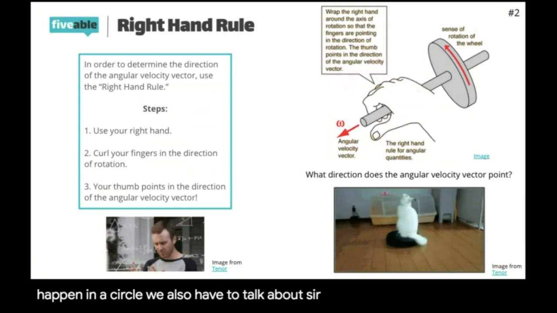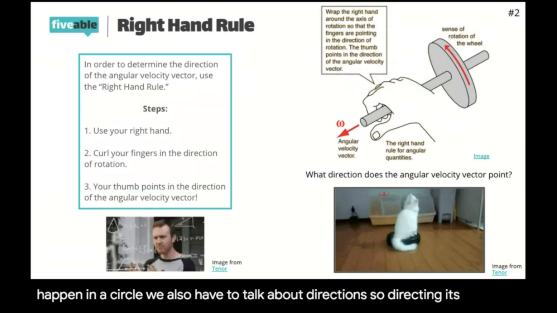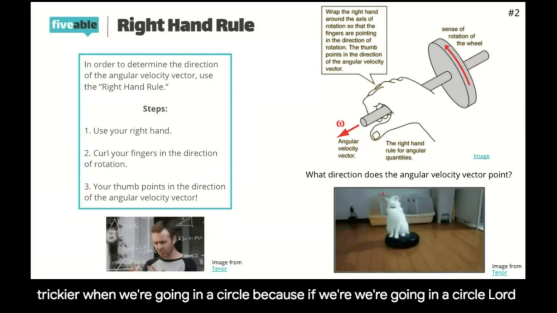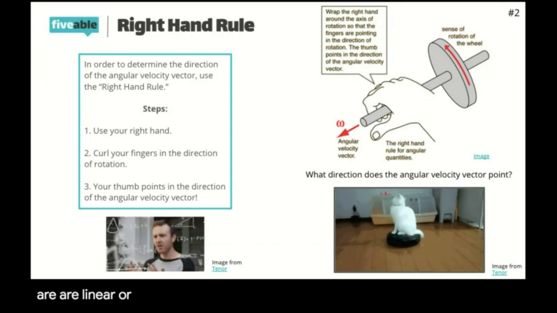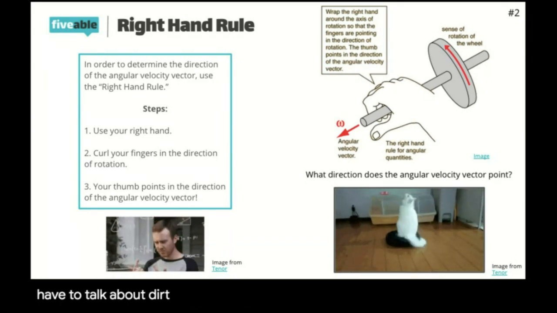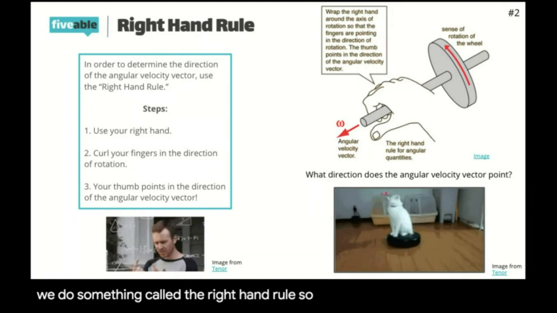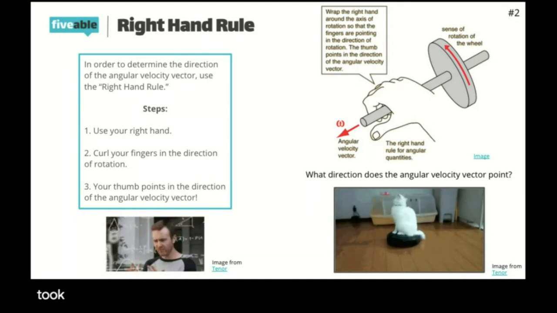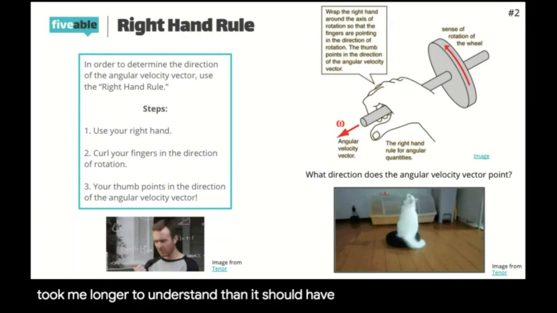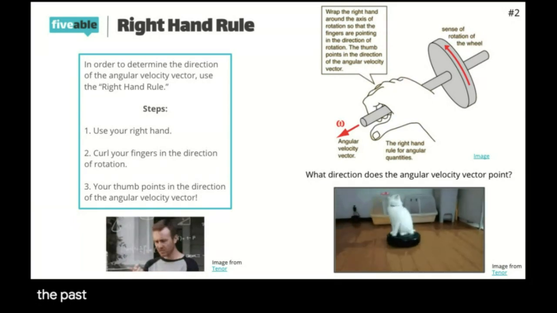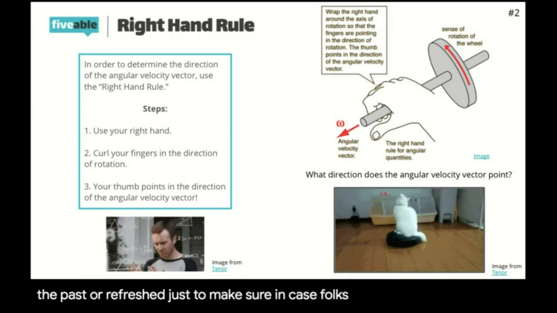We also have to talk about direction. Direction gets a little trickier when we're going in a circle, because our linear or translational direction is always changing, right? So we have to talk about direction in rotation. And the way that we figure it out is we do something called the right-hand rule. I will confess the right-hand rule took me longer to understand than it should have. I think it can be confusing, so I wanted to spend a moment to say it in a different way than you've heard from others in the past, or refresh just in case folks are confused by it.